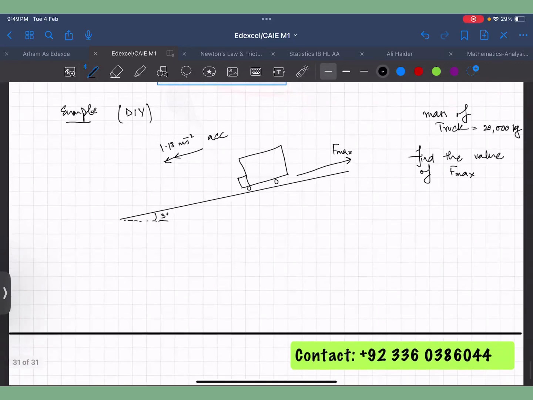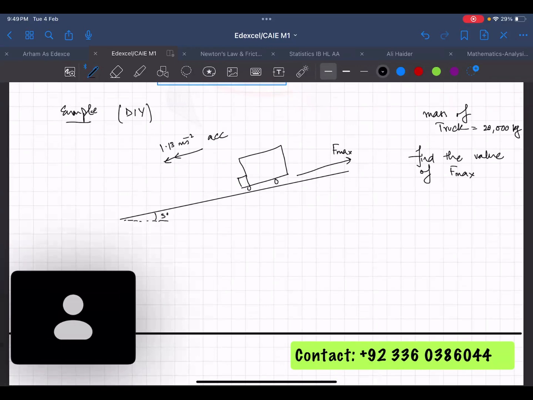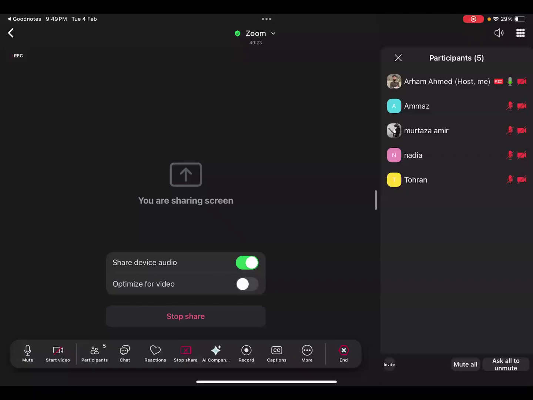Okay, I'm stopping the recording. This is for you people. Discuss amongst yourselves, or if you want to try it yourself, try this, and then share with me whatever you've done. Stopping the recording now.